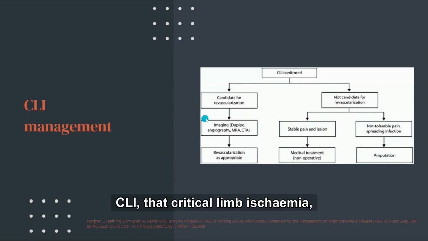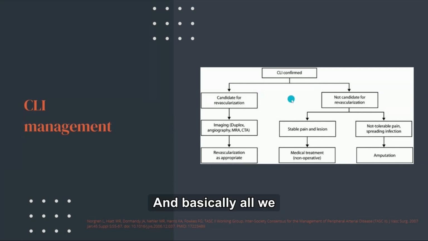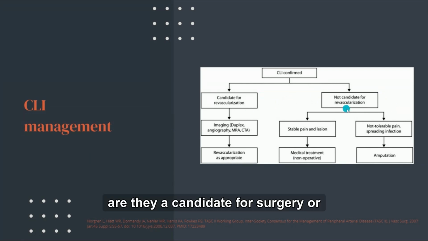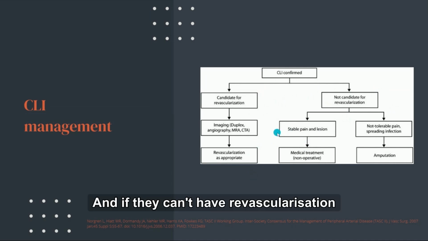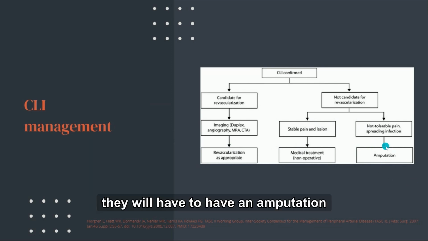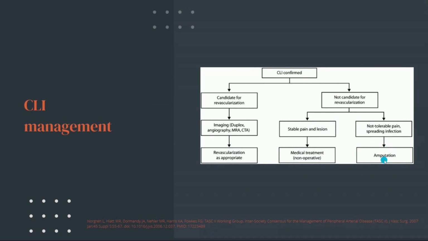CLI, that critical limb ischemia, this is something that really needs intervention. And basically all we need to think about here is, are they a candidate for surgery or intervention or not? Because if they're not, then they're going to have to just have painkillers, and hopefully that helps. If they are, they can have revascularization, and if they can't have revascularization and they can't tolerate the pain control, they will have to have an amputation below the level of the blockage. So it's not very good news.